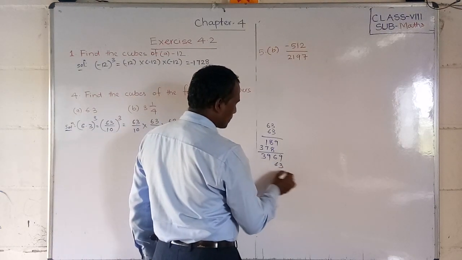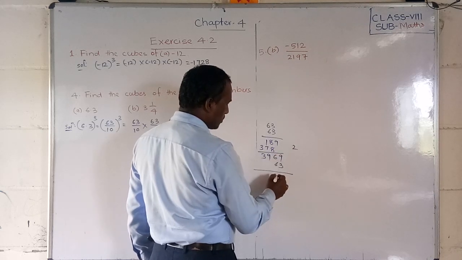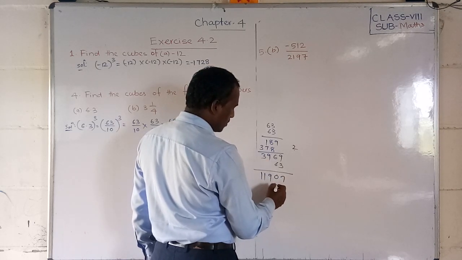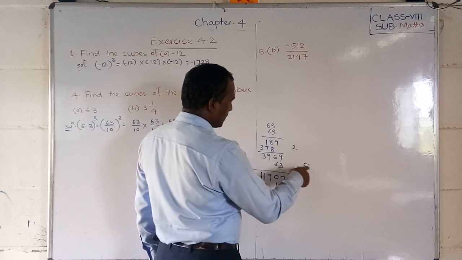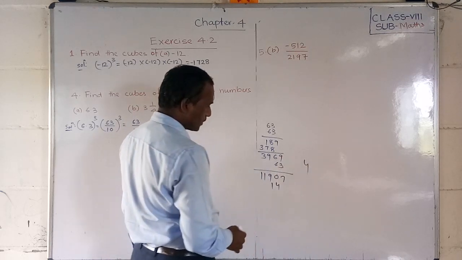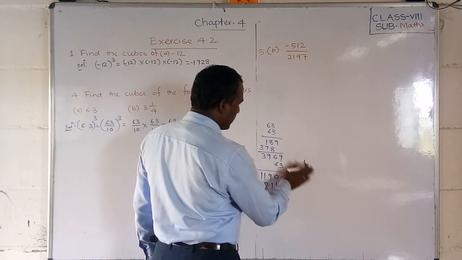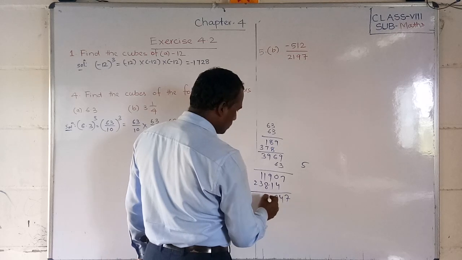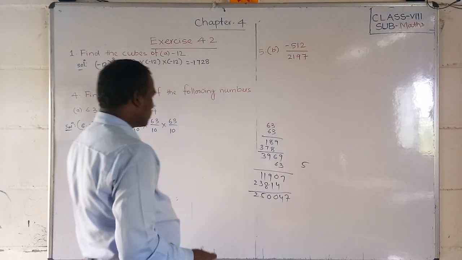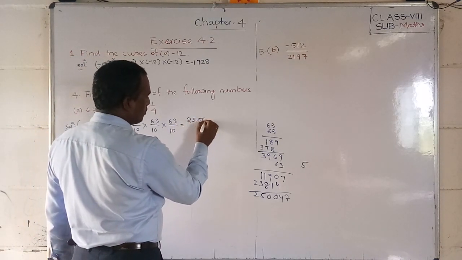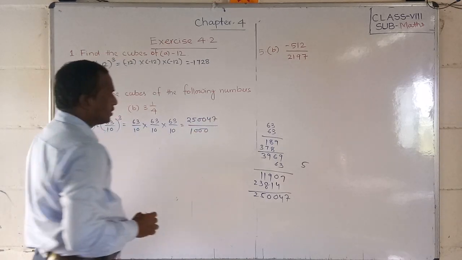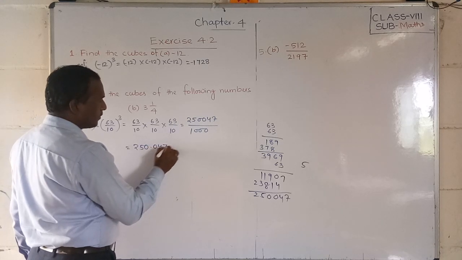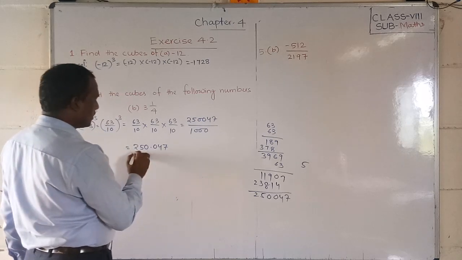Again multiply with 63. 3 times 3 is 9, carry and add, and continuing the multiplication step by step, the answer comes 250047 by 1000. Friends, we can also write this in decimal form, and we get 250.047, because three decimal places are counted from the right side. Okay, this is our answer.